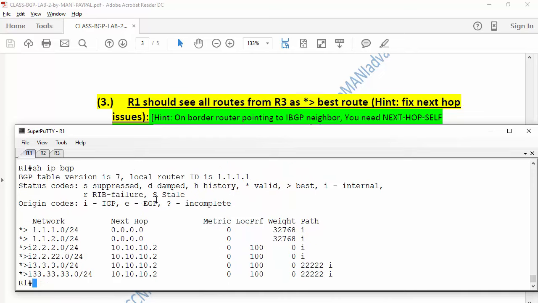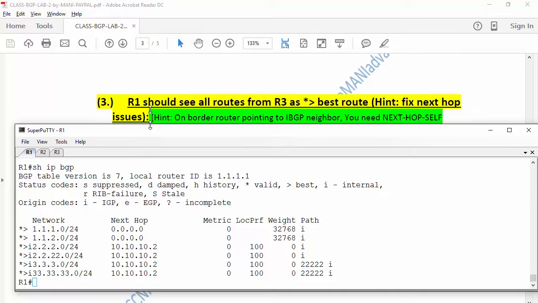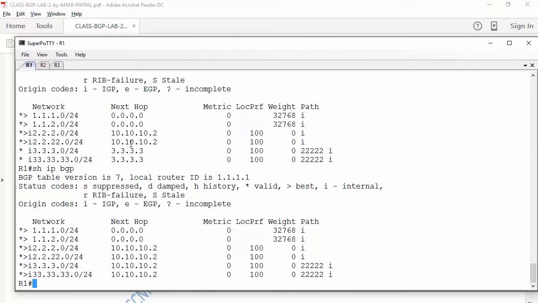Just see, as soon as I type next-hop-self, like magic, the 3.3.3.3 has been changed to 10.10.10.2. So that means right now I have full connectivity. I want to show you this one too.